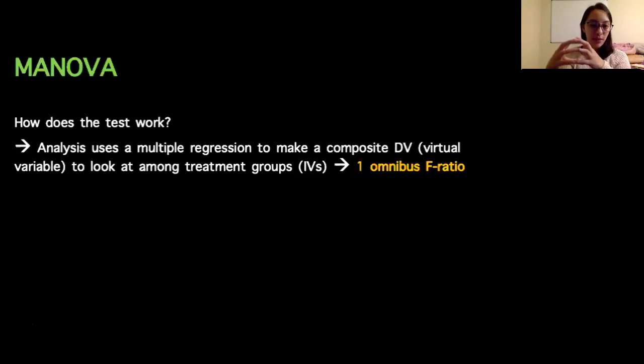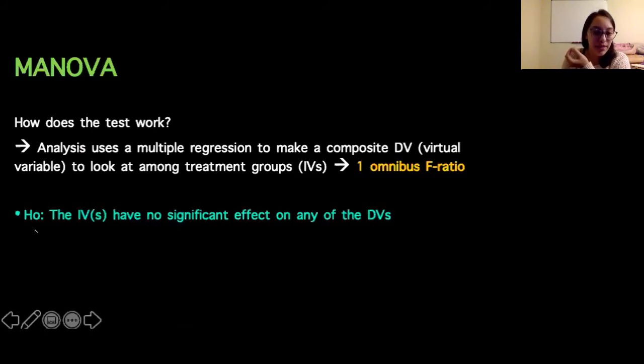And then that variable is basically run through multiple different ANOVAs in some way, shape, or form, right? To see if there's any independent variables that have an effect on this virtual dependent variable, right? And that ends up giving us this omnibus F ratio. I love this word. But what the hell does that mean, right? We know F ratios are measurements for ANOVAs.